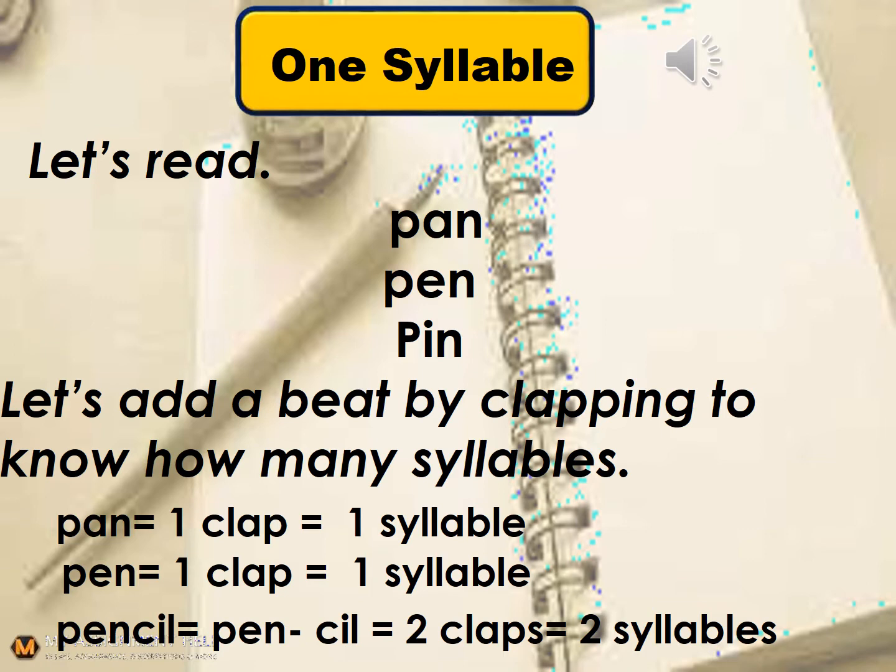So that's why it has one syllable. But how about the last example? Pencil. So how many claps do we have? So there are two claps. That's why it doesn't have one syllable. It has two syllables.